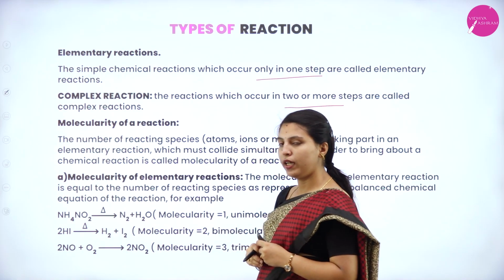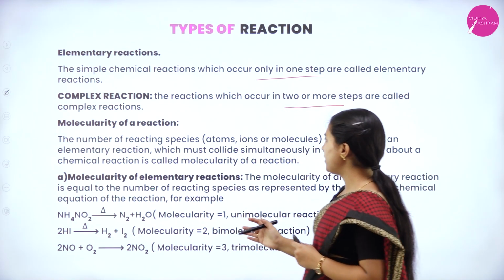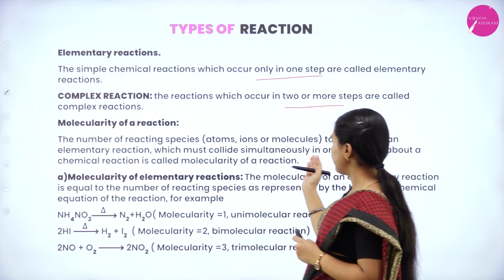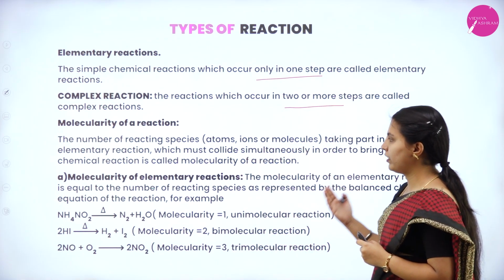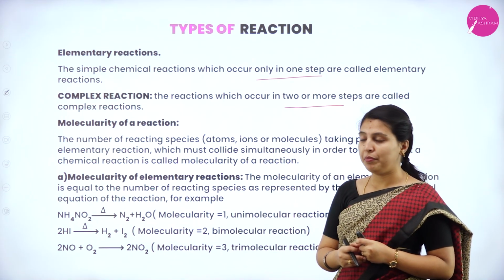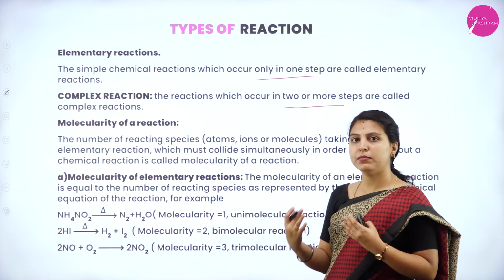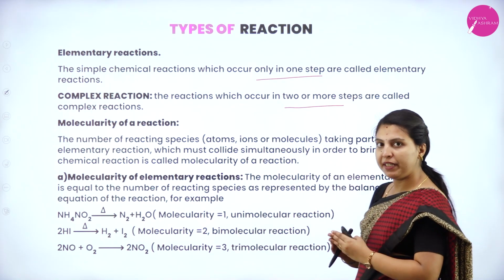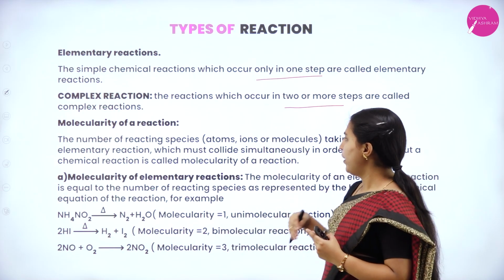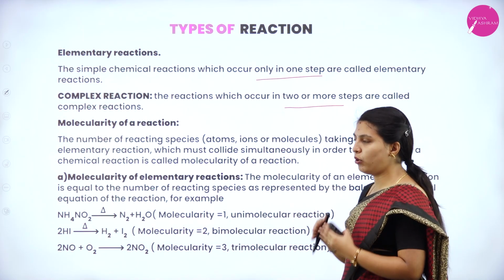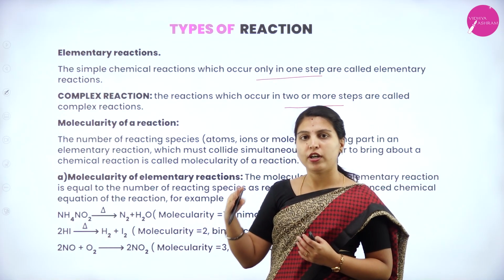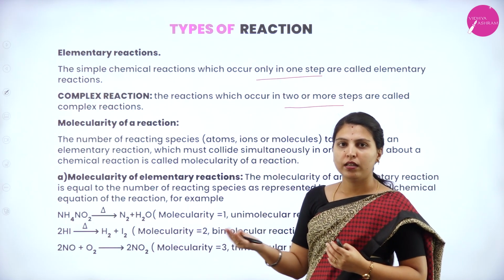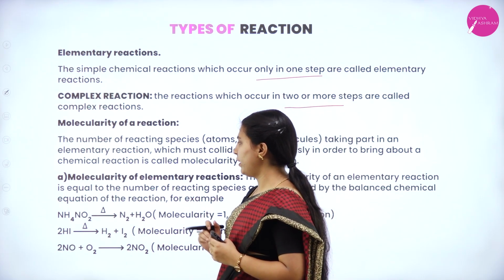Next, molecularity of a reaction. The number of reacting species, which may be atoms, ions or molecules, taking part in an elementary reaction, which must collide simultaneously in order to bring about a chemical reaction, is called the molecularity of a reaction. It means the number of reacting species taking part in an elementary, one step reaction, which must collide simultaneously in order to bring about a chemical reaction. That is called molecularity of a reaction.